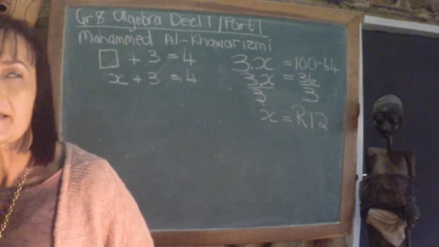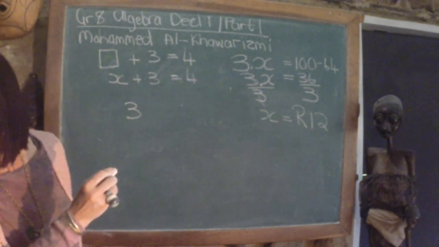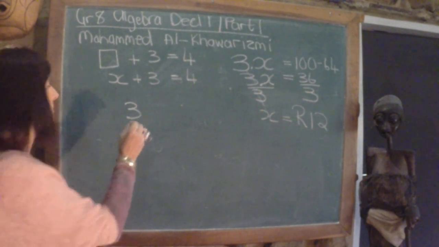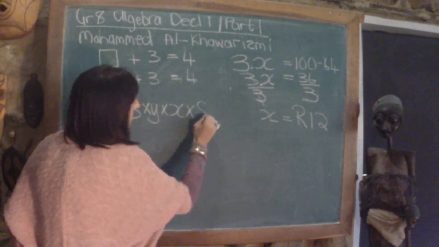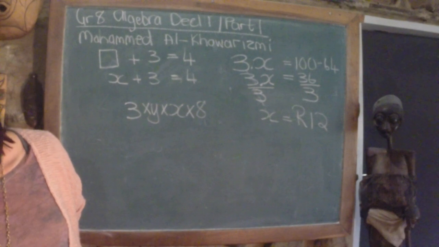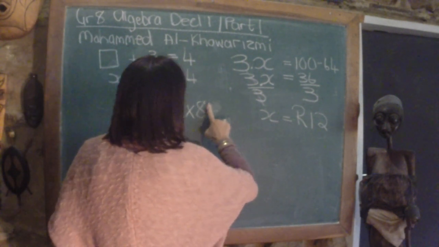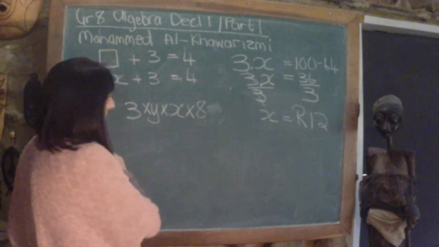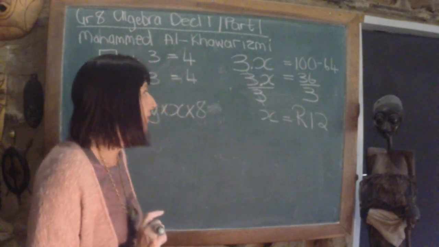Now, let's quickly see. If we've got an algebraic expression like this, 3 times y times x times 8 equals, okay. If I've got an algebraic expression like that, I can write it simple by doing the following.